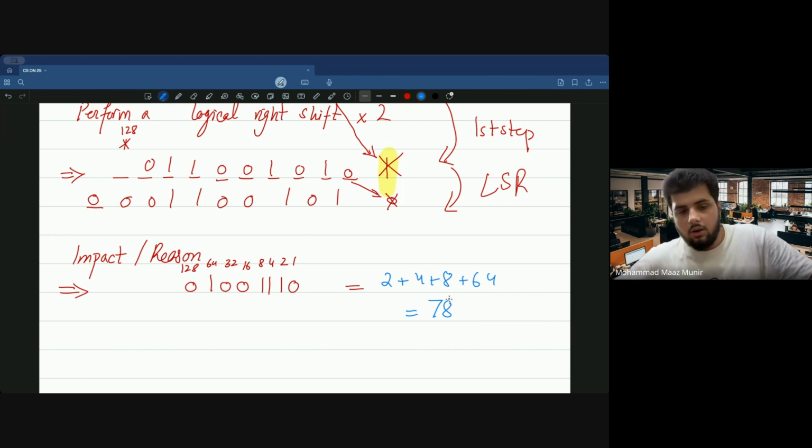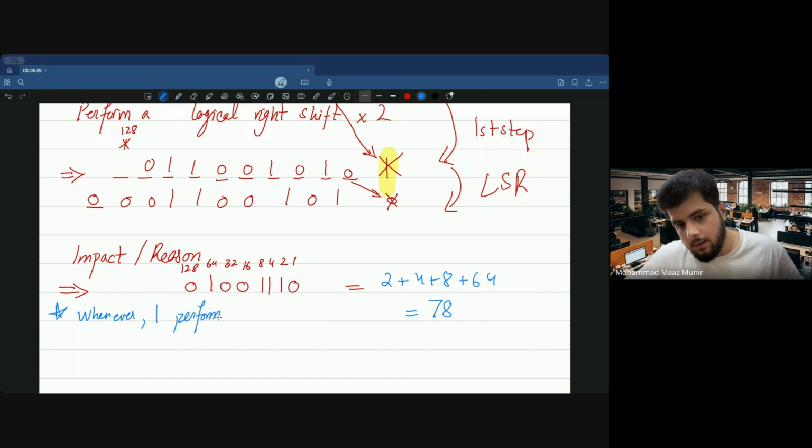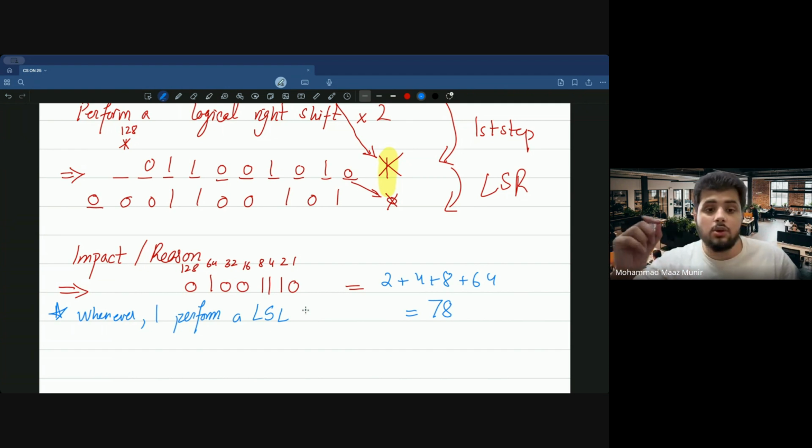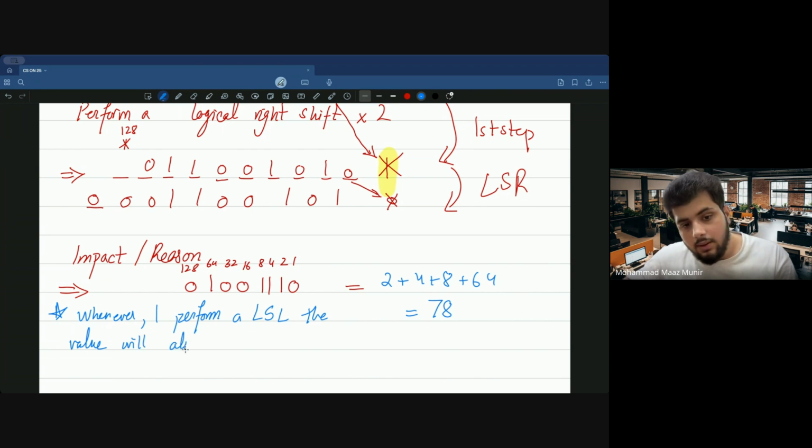Okay, 78. Now if I want to perform a logical leftward shift, what's going to happen? Whenever I perform a logical leftward shift, LSL, logical shift towards the left side. Okay, this is just a shortcut. If a question comes, you need to write logical shift left clearly, but just for now, LSL, logical shift left, the value will always get multiplied by 2.